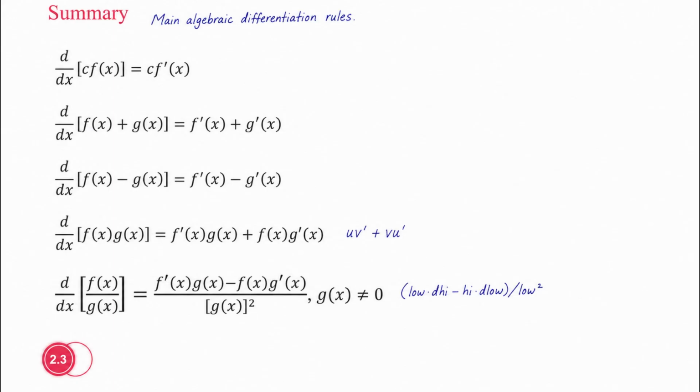Next, the derivative of f(x) times g(x) equal to f prime x times g(x) plus f(x) times g prime x. This is the product rule. You can remember it as u v prime plus u prime v. Finally, the derivative of f(x) over g(x) equal to f prime x times g(x) minus f(x) times g prime x, over g(x) to the power of 2. This is the quotient rule. And the memory phrase is low d high minus high d low over low squared. And that is everything for Unit 2.